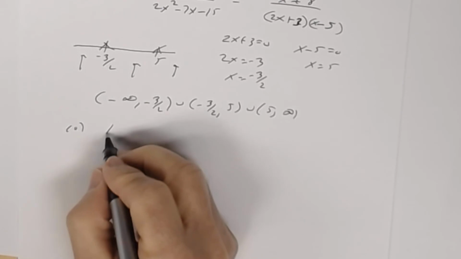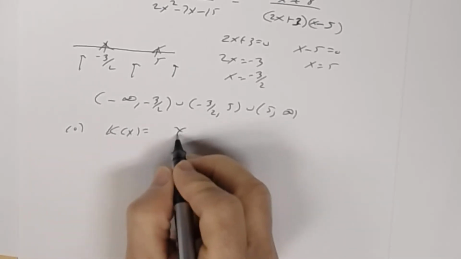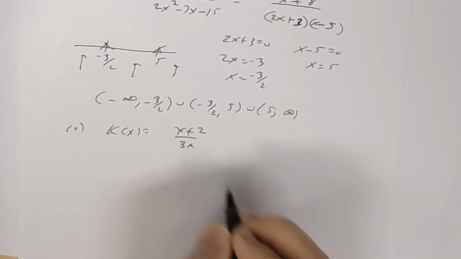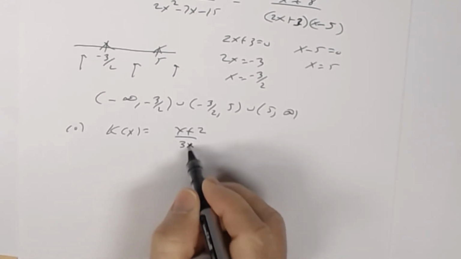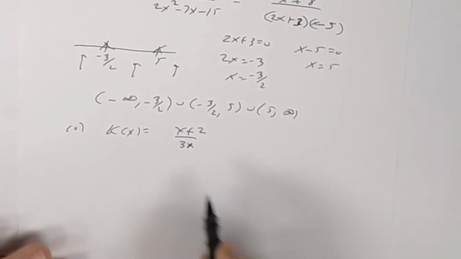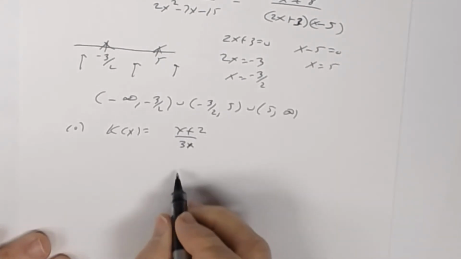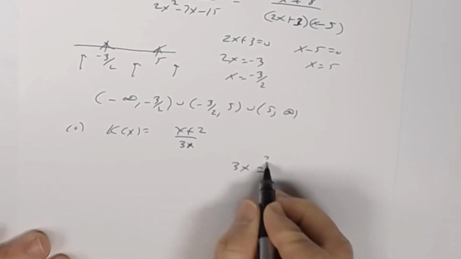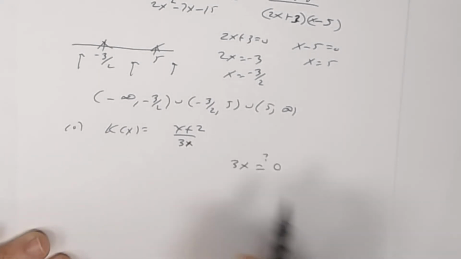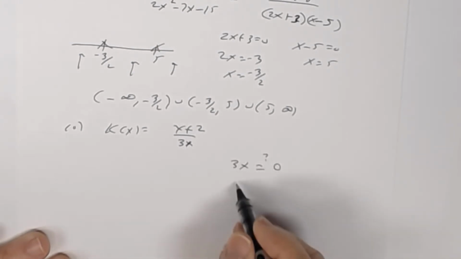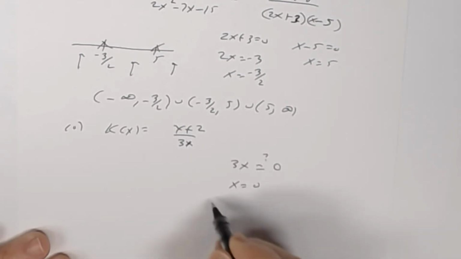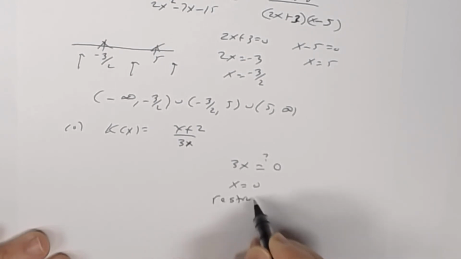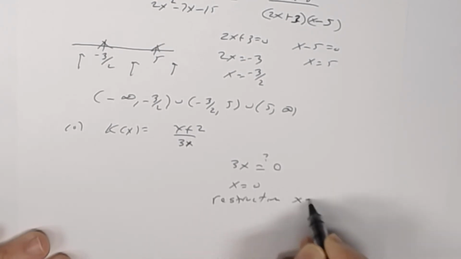we have k of x is equal to x plus 2 divided by 3x. Even though this looks simple, some students get thrown off by this as well. So notice my denominator is just 3x, right? So where is that equal to 0? Again, it does not matter what the numerator is. You always look at the denominator. Well, that's equal to 0 when x is 0, correct? So the restriction is that x cannot equal 0.